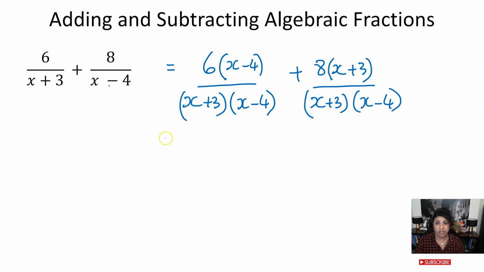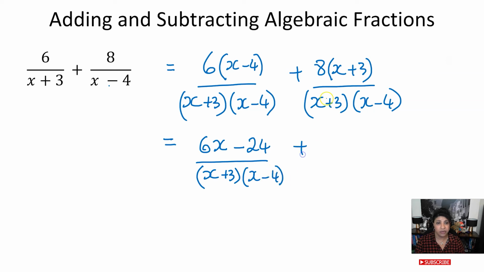I can now simplify. So first I'm going to expand what I have here. So 6 times x is 6x, and 6 times negative 4 is negative 24, over x plus 3 times x minus 4, plus I need to expand this side too. So 8 times x is 8x, 8 times 3 is 24. So that's plus 24. Everything divided by x plus 3 times x minus 4.